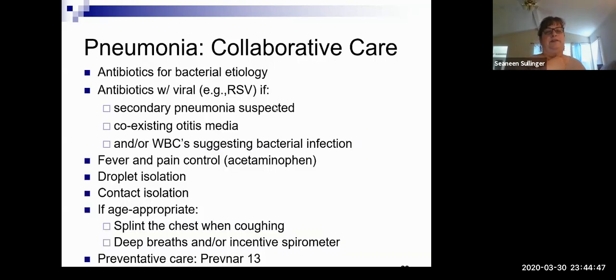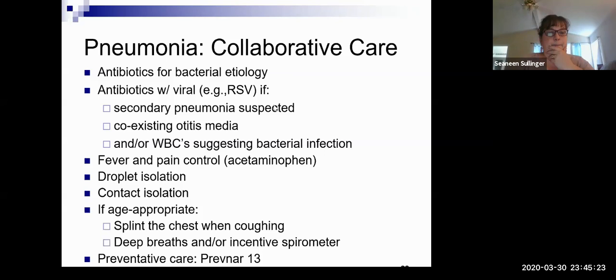So collaborative care, things that you would see done or that you would be a part of. So antibiotics, if it's bacteria. Sometimes they'll do an antibiotic if it's RSV, if they think that the patient has pneumonia, because you could have a secondary pneumonia. We actually also, I think we had 2 patients that had RSV who did also have otitis media, and so I believe they were on amoxicillin. And then also, if there's an increase in WBCs, there might be a viral infection. So you might see an antibiotic even though it's a viral infection.